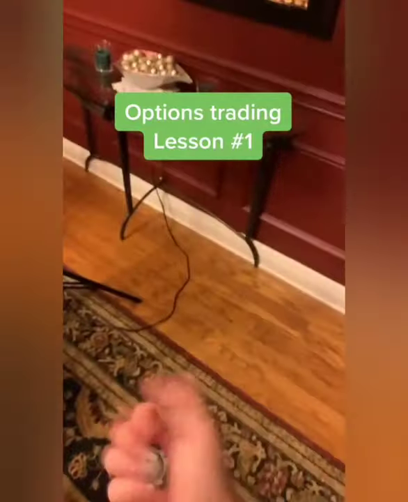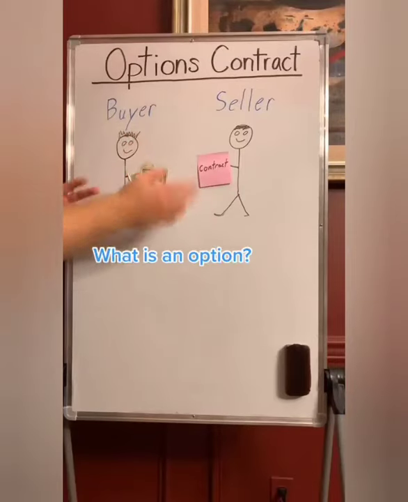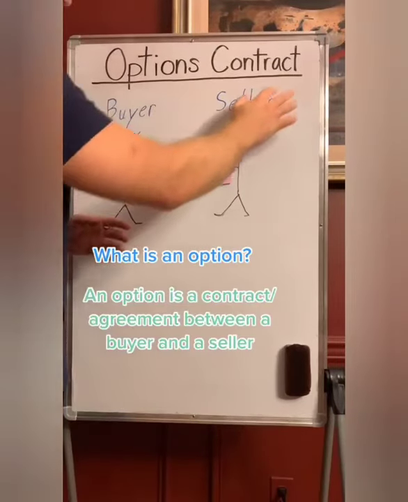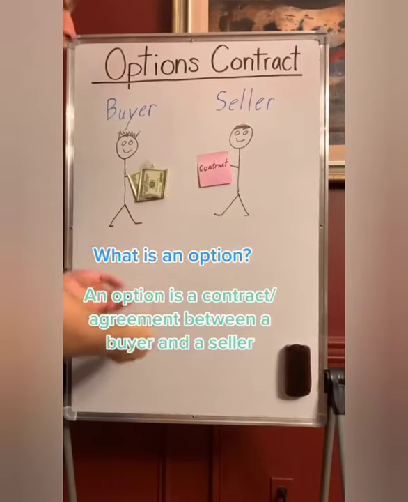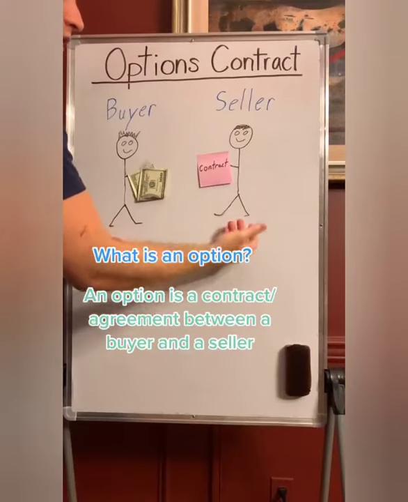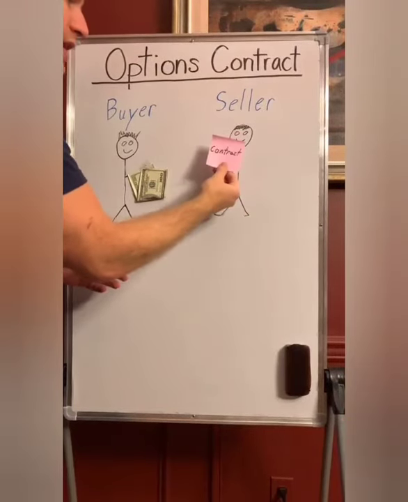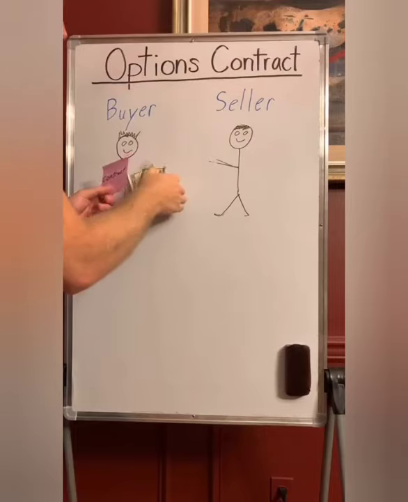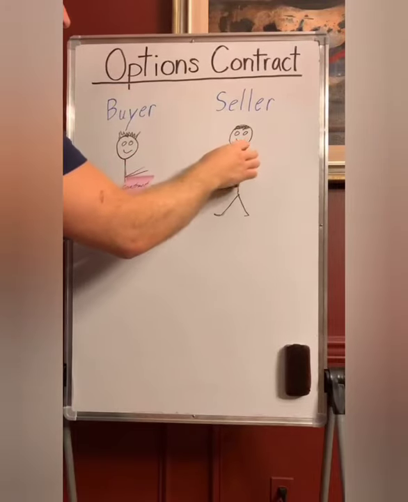Options trading, lesson number 1. What is an option? An option is just a contract or an agreement between a buyer and a seller. The seller creates the contract and then sells it to the buyer for a given premium.